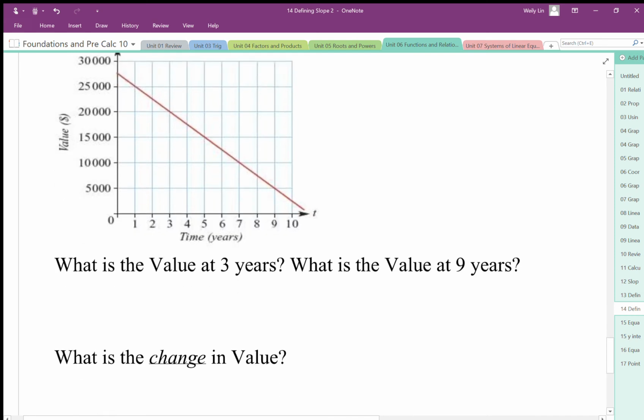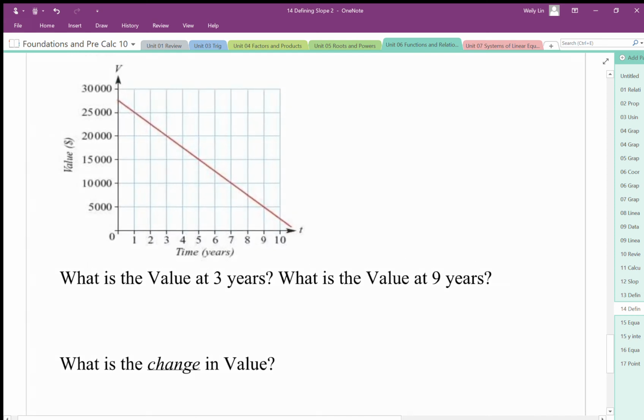So again, we want to find out the slope of this and look at the units of this slope. We look at the value of this object at 3 years. So the value of that object at 3 years is $20,000. After 9 years, the value of this object works out to be $5,000.